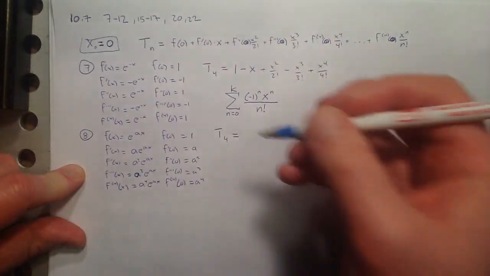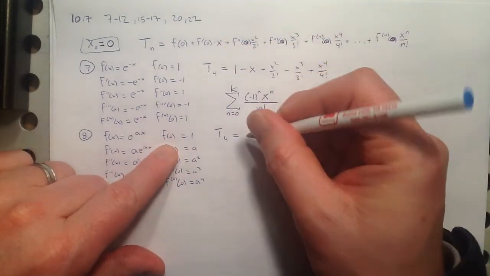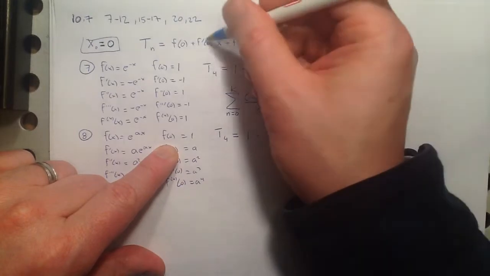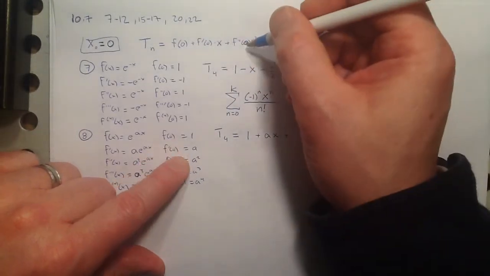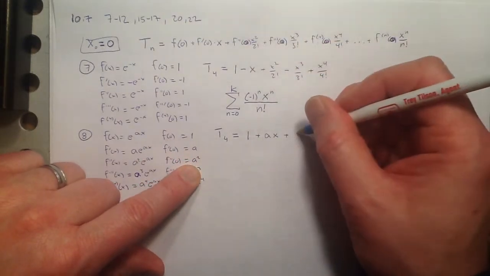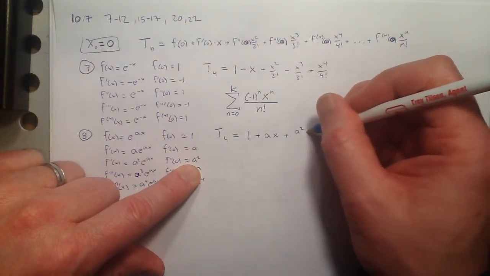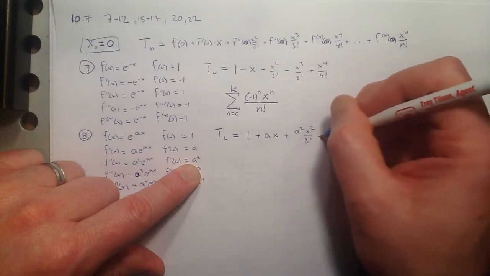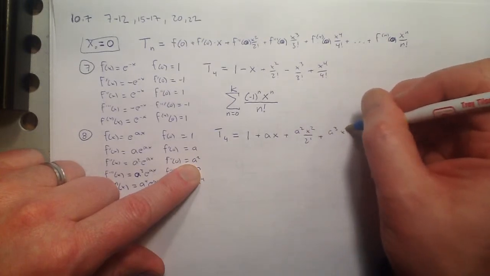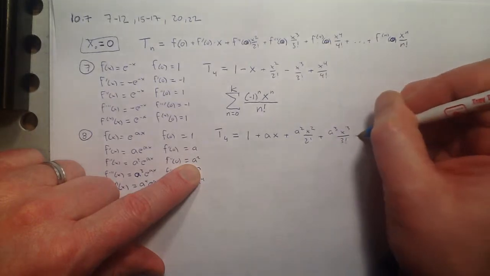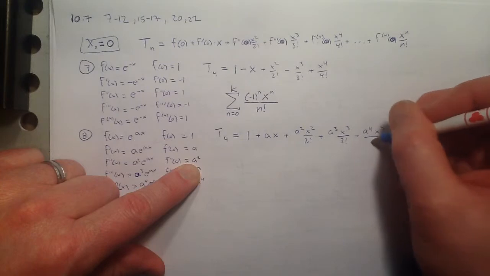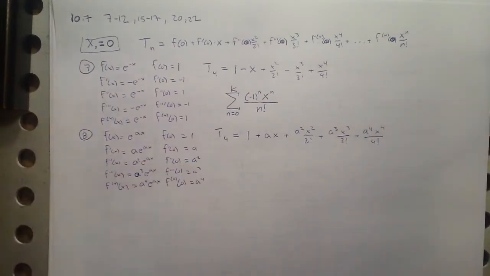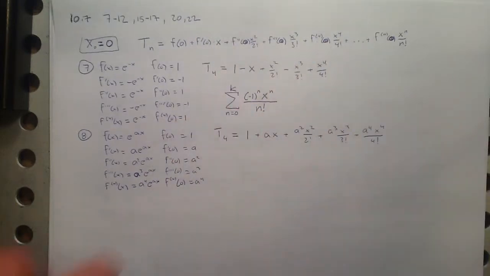with our recipe here. So f of 0 is 1 plus, that's a, times x, plus I have a squared times x squared over 2 factorial, plus a cubed times x cubed over 3 factorial, plus a to the 4th times x to the 4th over 4 factorial. Right? Just plugging all of those in here.